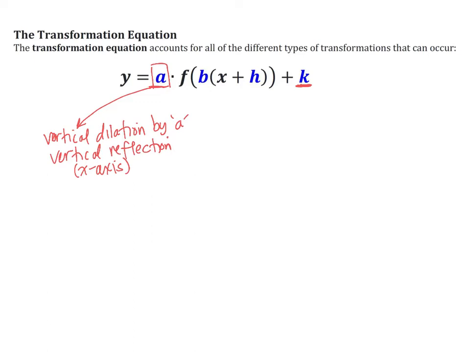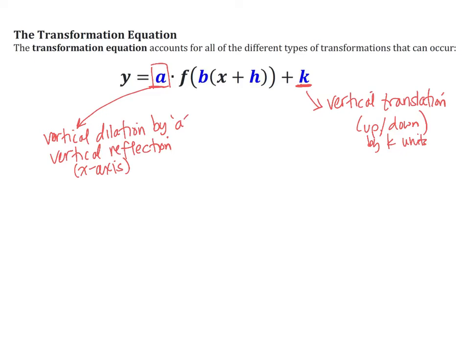Letter K is also associated with vertical movement, and this only affects the y values, and this is associated with the vertical translation. And so when we say vertical translation, you're really going to use the words probably up and down by K units, right? So it's going to go up so many units or down so many units. If it's plus K, it's going to go up that many units. If it's minus K, it's going to go down that many units.